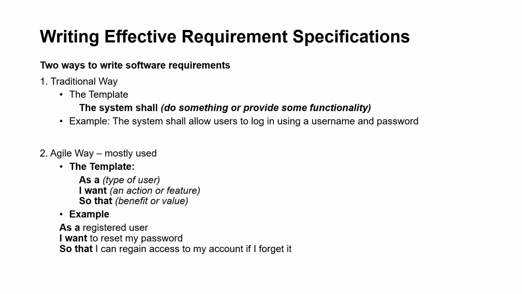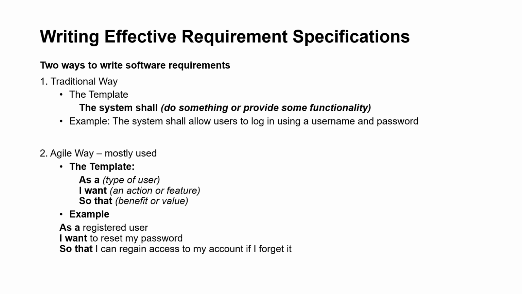All right, now what kind of templates are used for writing requirements? There are two templates commonly used. One of them is called the traditional way, and the second one is called the agile way. Mostly people use the agile way. By the way, I'm going to give you a homework on this, so be careful and listen carefully here.